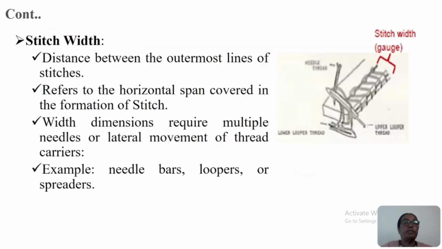A stitch width is the distance between the outermost lines of a stitch. This one is a stitch width, from this up to this. It refers to the horizontal span covered in the formation of a stitch. Width dimensions require multiple needles or lateral movement of the thread carriers, for example a needle bar, looper, or spreader. These are also good examples to form this stitch.